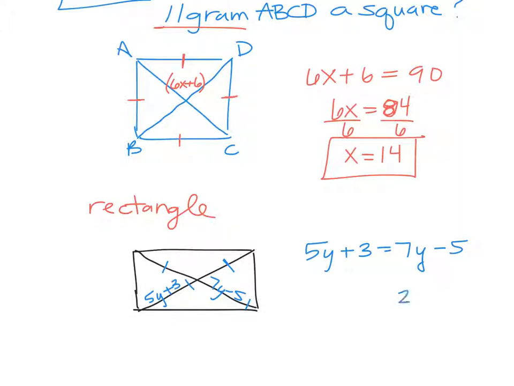So take away your 5y, you get 2y. Add your 5, you get 8. Divide by 2. So y would be 4. Okay. Any questions on those? So it's going to look a lot like yesterday's stuff, right? It's just the converses of what we did yesterday.